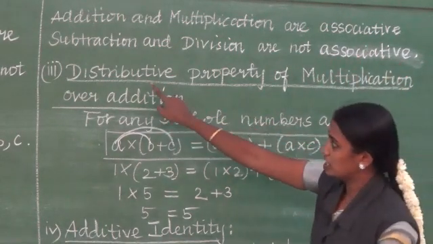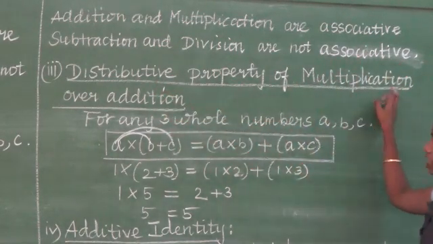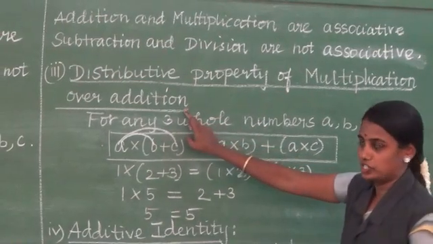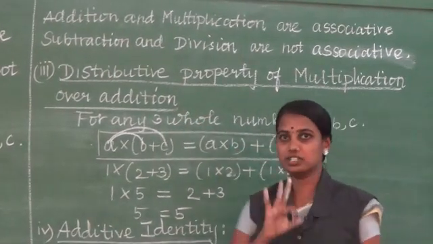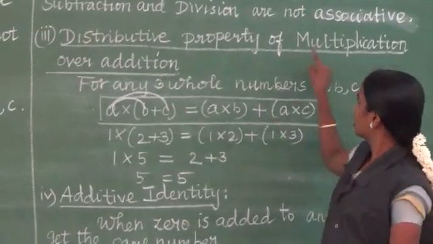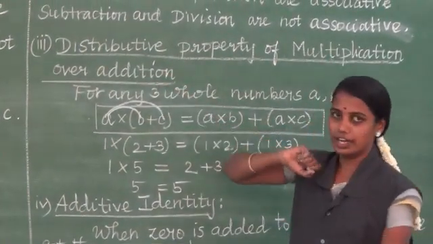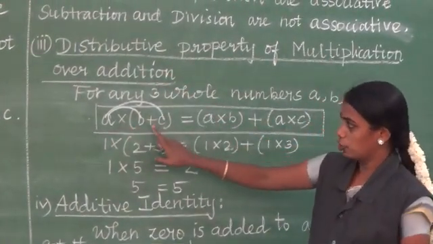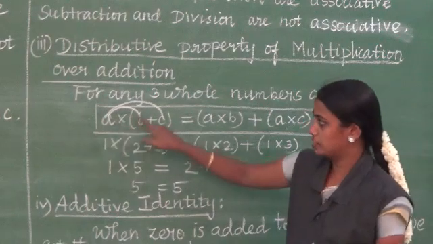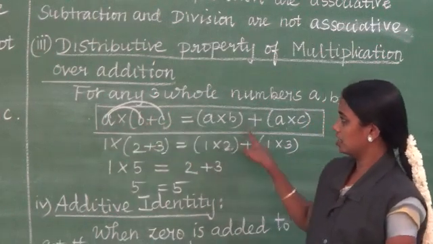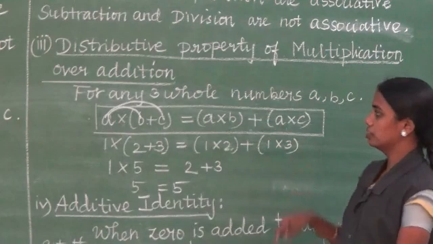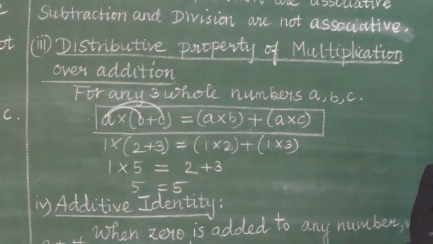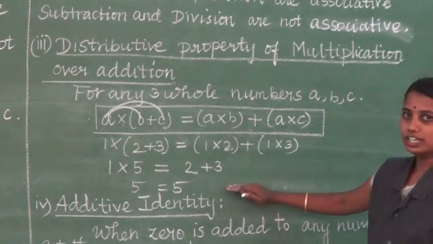Next property is the distributive property of multiplication over addition. This is also for 3 numbers, but 2 symbols will come. Multiplication over addition. It's like distribution. So a into b plus a into c. This holds for the condition.